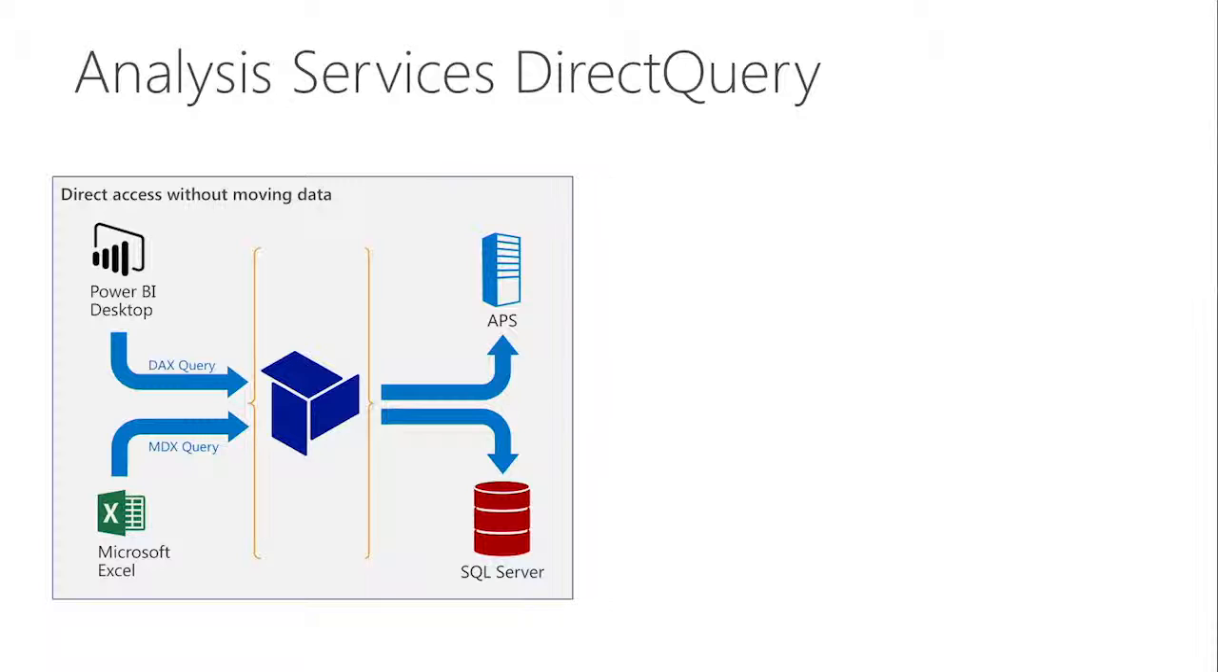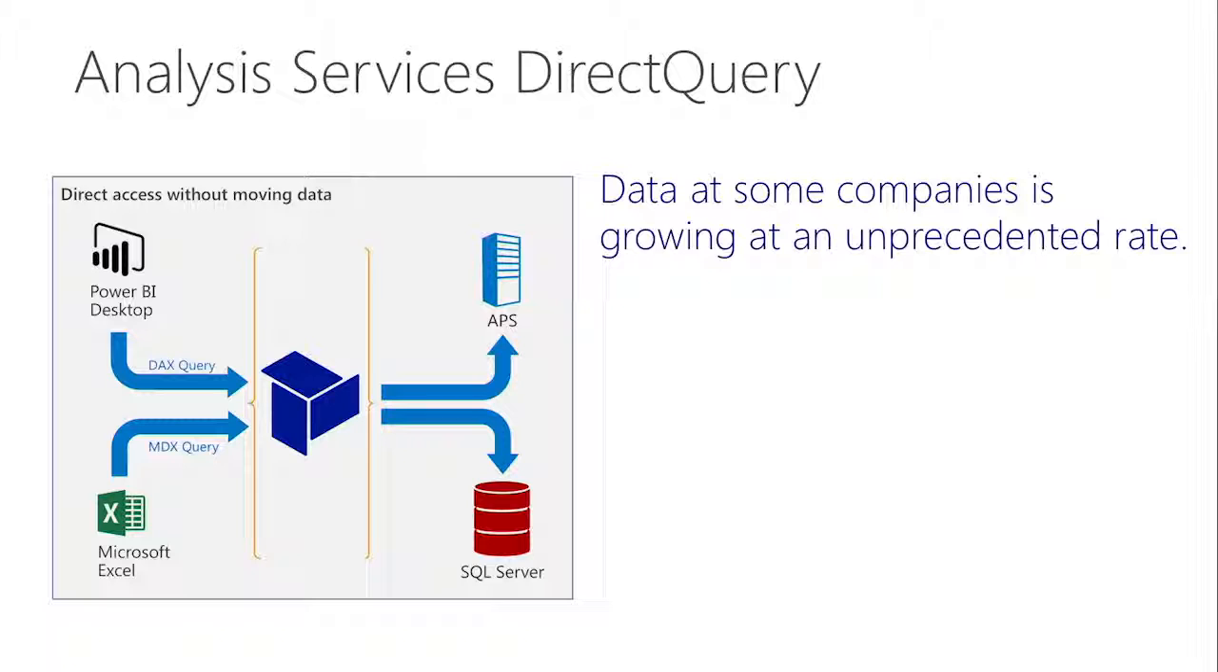Let's take a quick look at what DirectQuery actually means and why people are looking at DirectQuery themselves. So what you see on the slide on the left on the chart is we allow any client tool like Power BI Desktop or Microsoft Excel to connect to the semantic model. But instead of having the data in cache, it actually pushes it down into either SQL Server or APS, for example, so that you can get the data directly. And why do you want to get the data directly? Well, in some companies, the data is growing at unprecedented rates. More and more data is getting added to the data stores themselves.